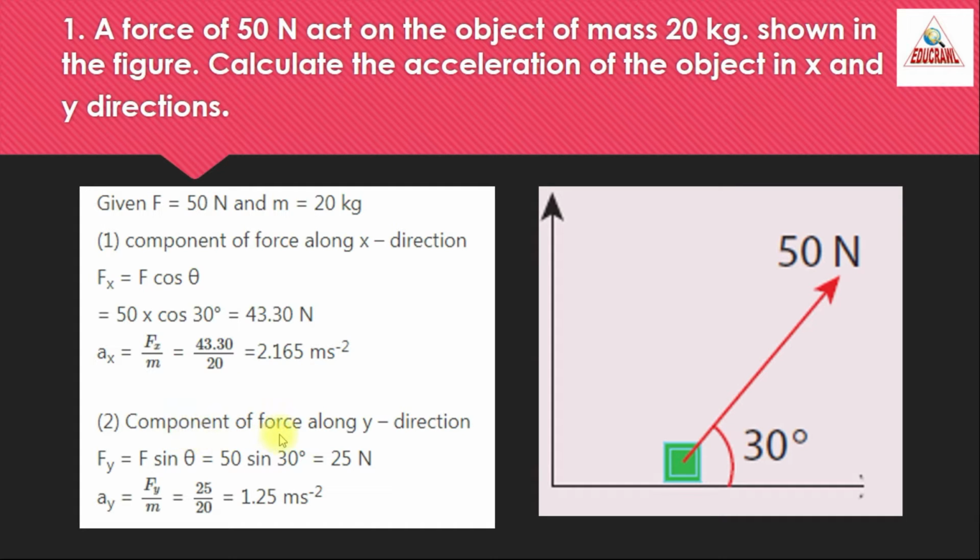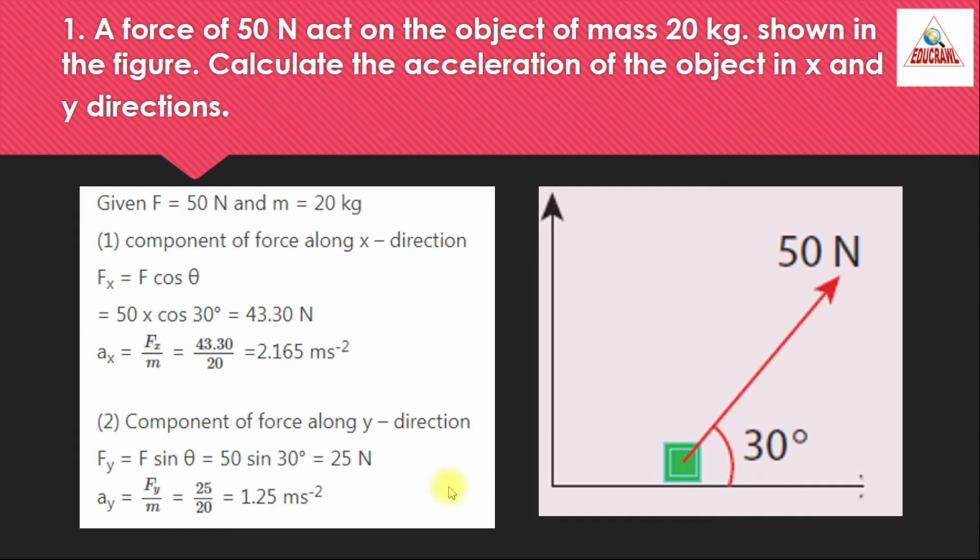Now the component of force along y direction is given by Fy = F sin theta. The value of F and theta substitute in this equation. So Fy = 50 into sin 30, which is 1 by 2. So 50 into 1 by 2 is equal to 25 Newton. Now we will find the acceleration along y-axis using the formula Ay = Fy divided by m. So substitute the Fy value and m value, which is 25 divided by 20, which is equal to 1.25 meter per second square.